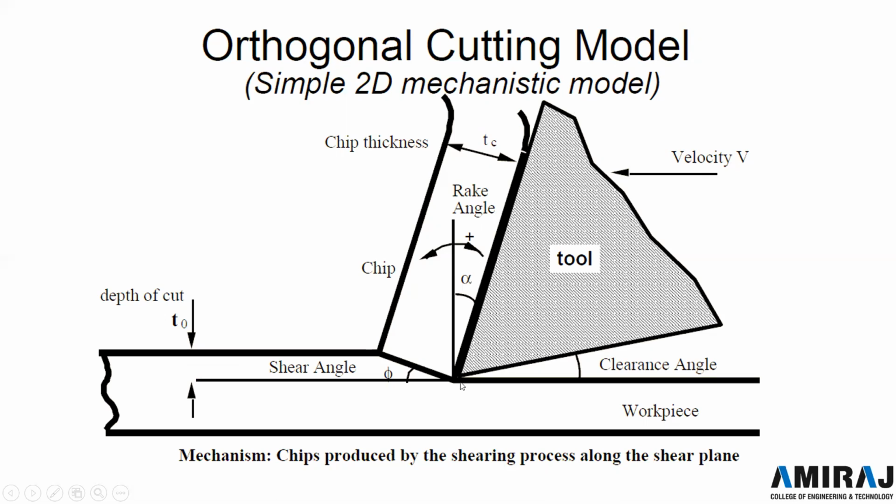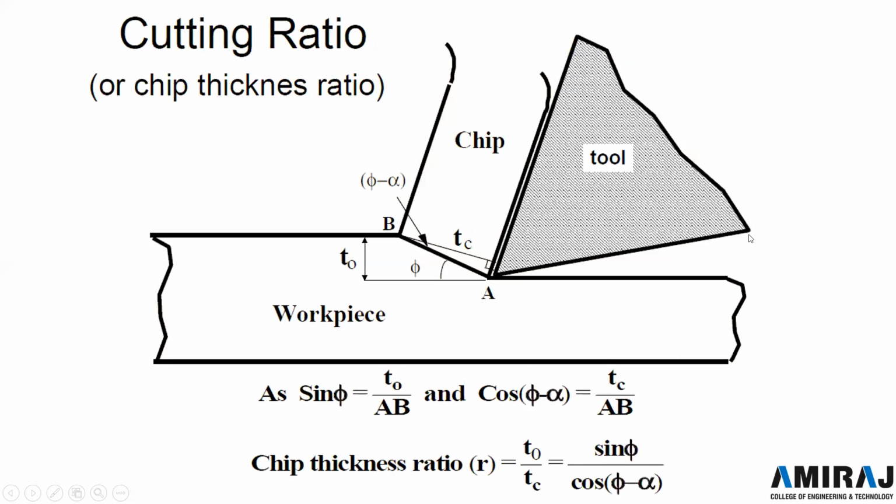This is the shear angle. The angle at which the shearing action takes place is called the shear angle. And here is the clearance angle between the horizontal and the flank face. This is the flank face and this is our workpiece. Now this is very important for deriving various relations or equations. We will see next the cutting ratio or chip thickness ratio.